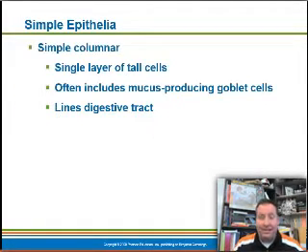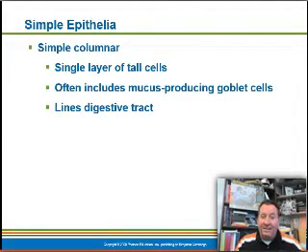Simple columnar is going to be a single layer of tall cells. A lot of these cells will produce a mucus that's going to be associated with them. There's going to be a goblet cell embedded with them that's going to produce this particular mucus. This mucus is going to help reduce friction and stuff like that, is what it's going to do.